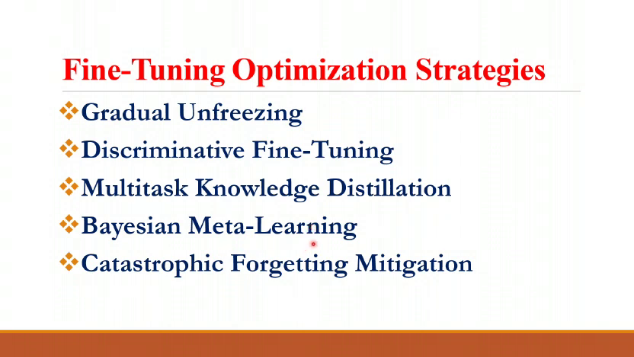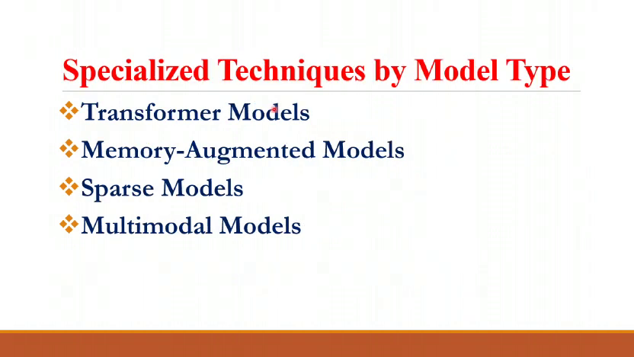And finally, catastrophic forgetting mitigation, which leverages replay, sparse updates, and modular architectures to avoid overriding pre-trained knowledge. Strategic tuning maintains a model's broad intelligence while sharpening domain performance, but there must also be certain specialized techniques by model type. The first is transformer models. Here ablation studies validate contributing layers, then gradual unfreezing, adapter injections, and multitask knowledge distillation are used.